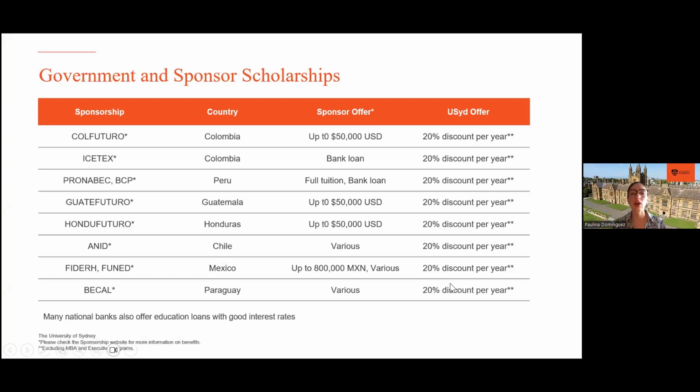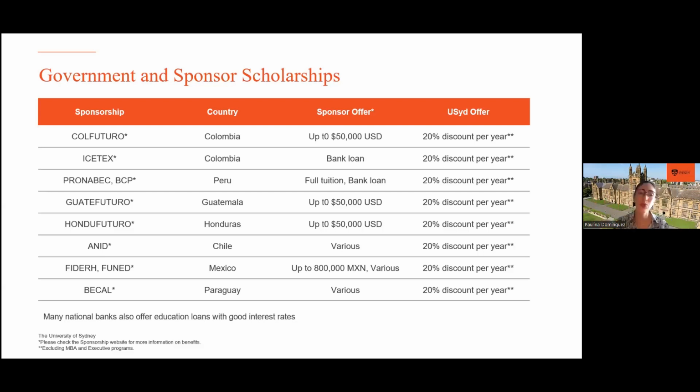Okay, moving on. I know in some Latin American countries, such as Colombia, Peru, Guatemala, Honduras, Chile, Mexico, Paraguay, you do have some government local sponsor scholarships. So we offer this same 20% discount per year, but it is guaranteed. If you are a Call Futuro winner, or a Become Futuro winner, or something like that, you will automatically have that 20% discount per year towards your tuition fee. It's not that you have the Sydney International Student Award 20% plus this 20%. It's not two 20%. It's just one.